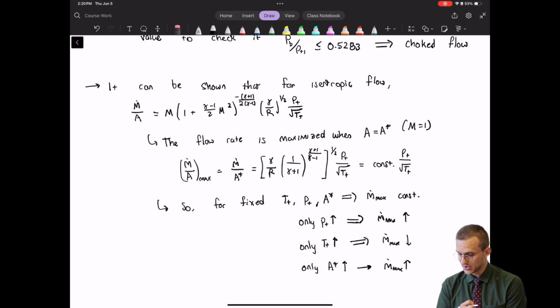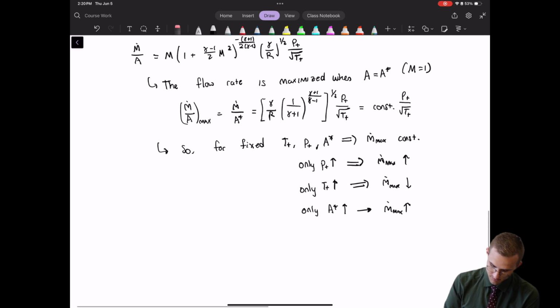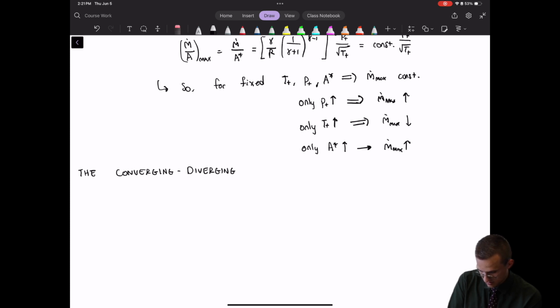What we're going to talk about now is we're going to go back to the type of nozzle that we alluded to in the previous lecture, where we accelerate flow to the sonic Mach number at the throat, but then continue to accelerate it by adding a diverging section. Or in other words, we're going to talk about the converging-diverging nozzle, which is also known as the de Laval nozzle.